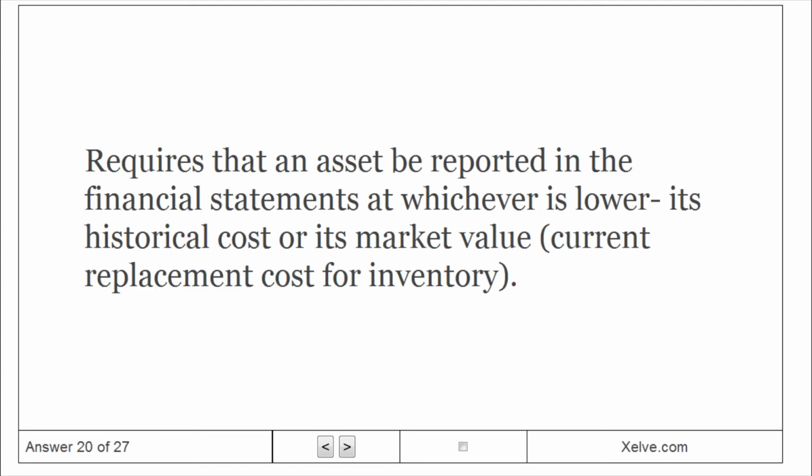Lower of cost or market rule. Requires that an asset be reported in the financial statements at whichever is lower, its historical cost or its market value.